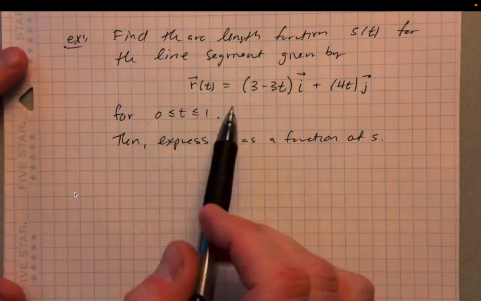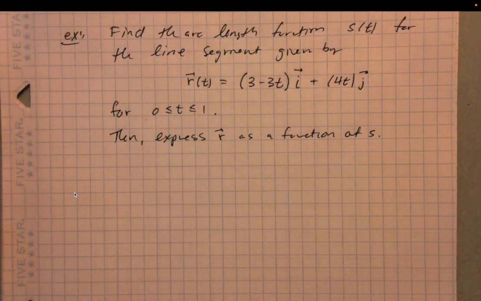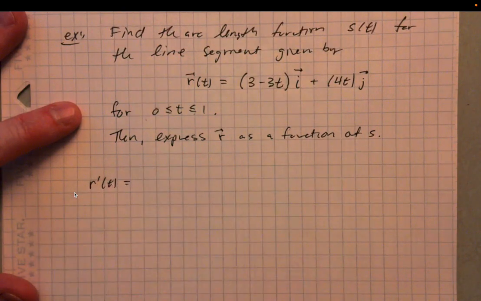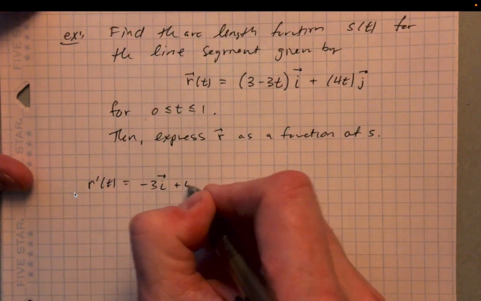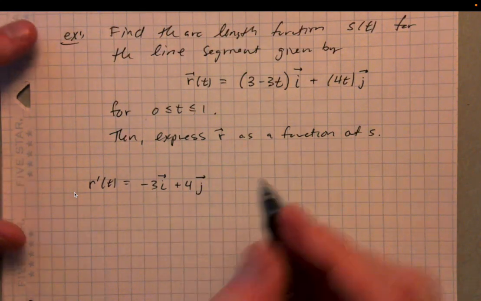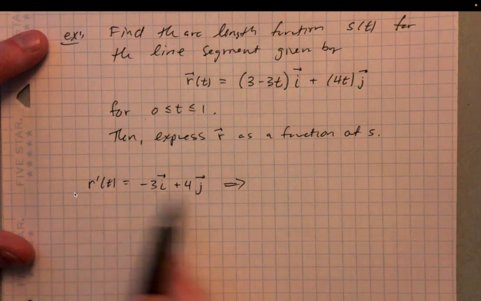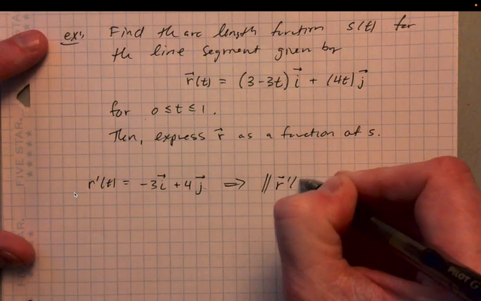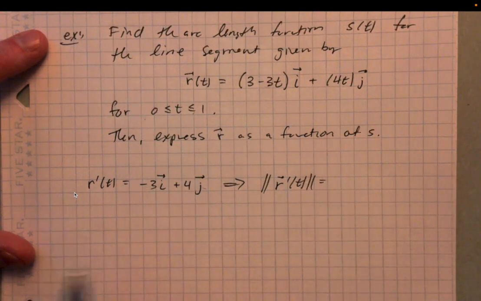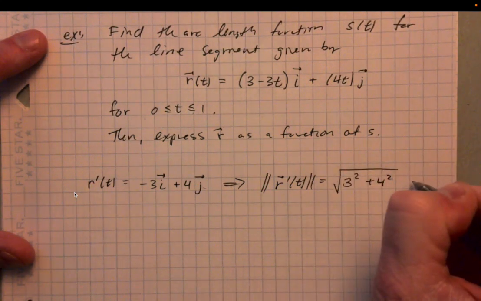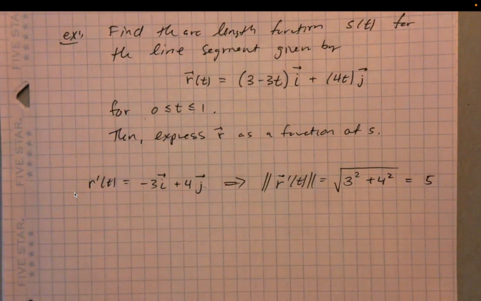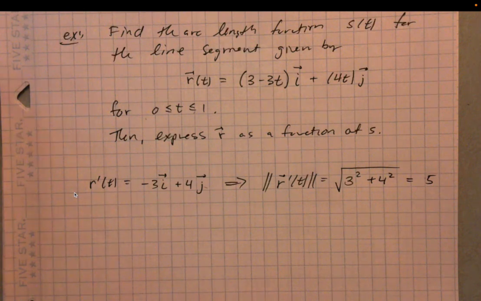Naturally, to find the arc length function, we have to run the integral on the norm of the derivative of r. So we have to find the derivative of r first. So r prime of t is just the derivative of these two, so it should be negative 3 times i plus 4 times j. And then what's the norm of that derivative? In this case, there's no t's included, so it's the square root of 3 squared plus 4 squared, which is the square root of 25, so it's 5, a constant. So in this case, the norm of the derivative of r is a constant. That won't always be true, but it's true in this case.